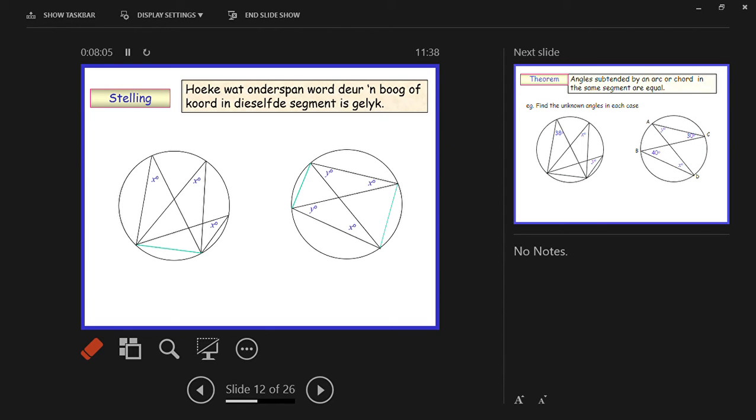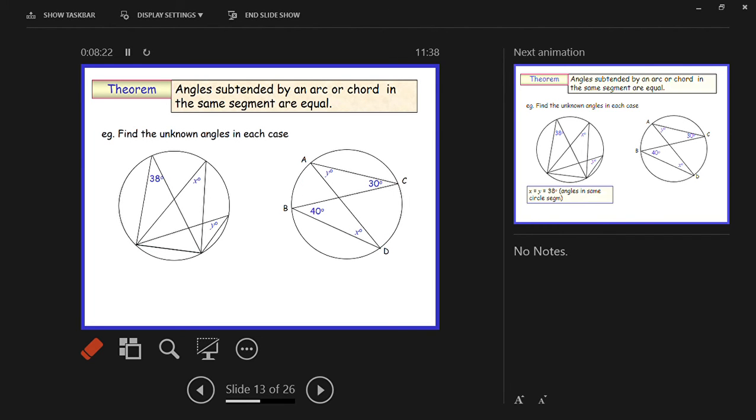Okay. En jou rede, dit is op hierdie blaadjie van julle, is dit in die tweede ry, die derde ene. Do you see there? Angles in the same segment. So hoeke in dieselfde sirkelsegment. Okay, so let's look at this. Who can tell me what the size of x will be in the first triangle?